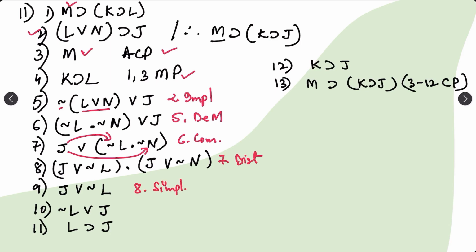After that, what you have done is again commutation in 9, and then again implication in 10.